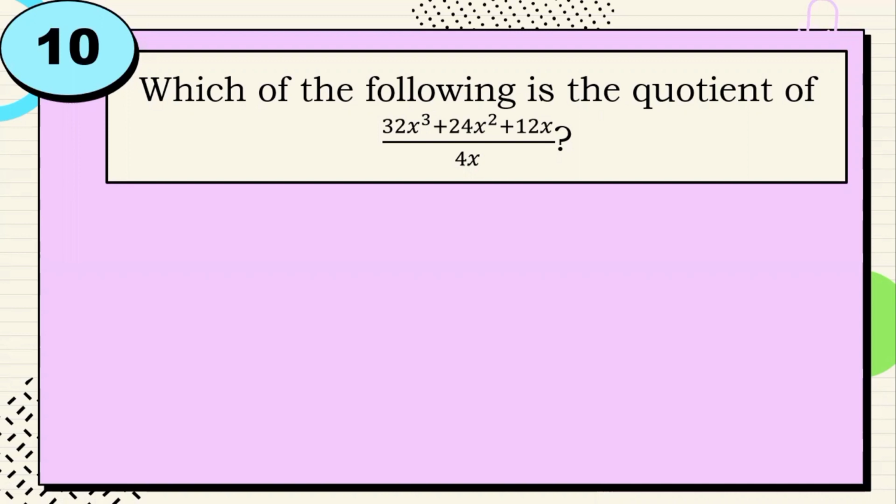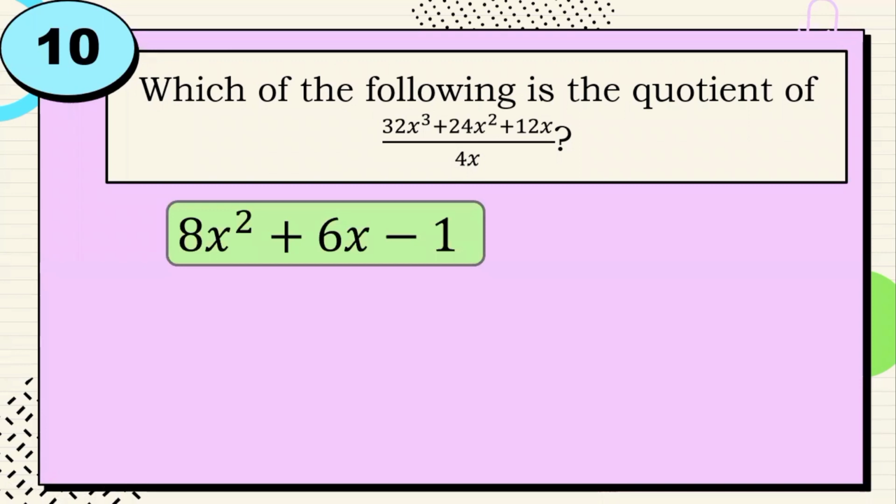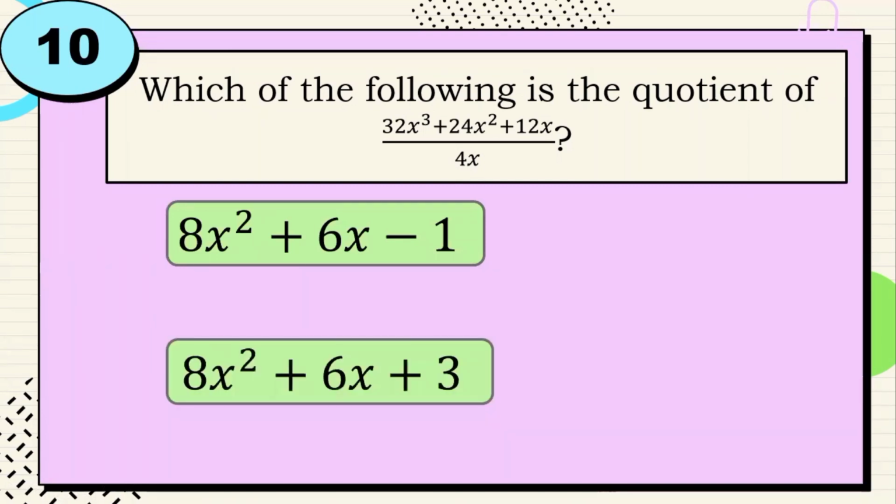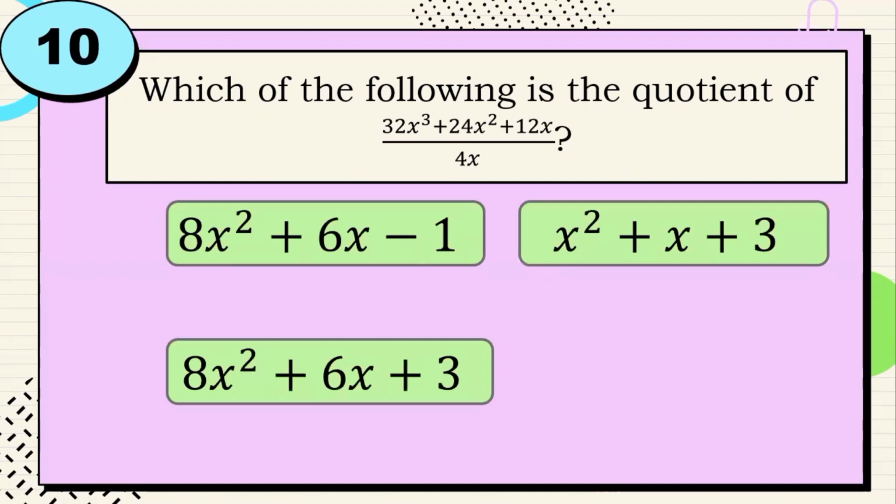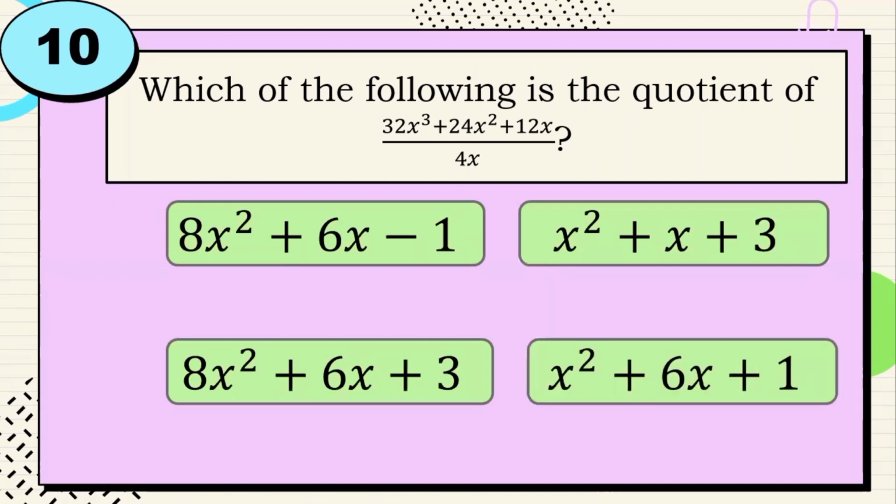You go back to our, I think that's week 7 or week 8 if I'm not mistaken, week 8 discussion. Okay, so we have 32x cubed plus 24x squared plus 12x divided by 4x. How do you deal with this one? Let's proceed with the different choices. We have 8x squared plus 6x minus 1, 8x squared plus 6x plus 3, x squared plus x plus 3, and x squared plus 6x plus 1. What's the answer? Very good. It's 8x squared plus 6x plus 3.